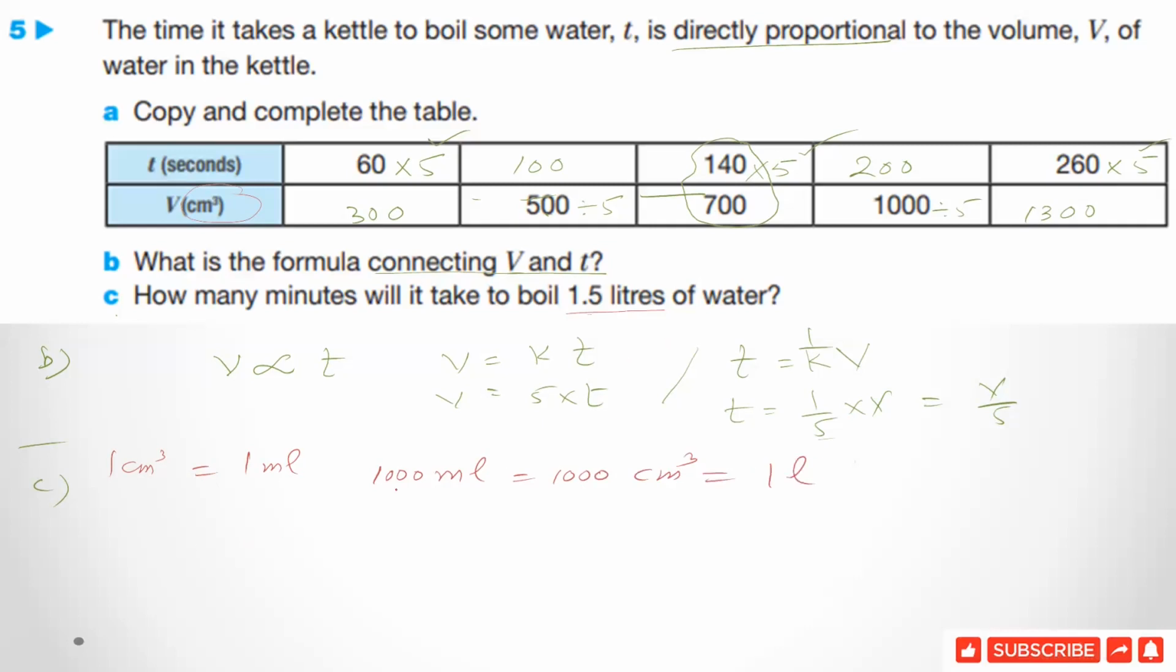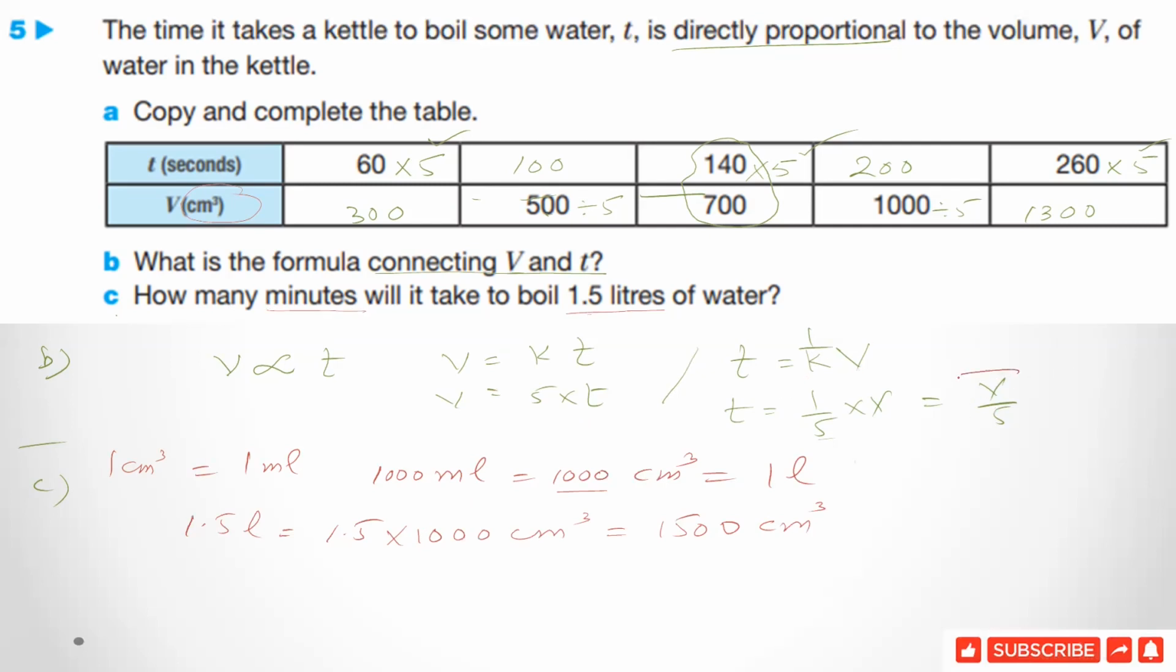So here we have 1.5 liters. If I want to convert it into centimeter cubes, what do I do? I multiply 1.5 with 1000. I got 1500 centimeter cubes, the volume. Now they ask us how many minutes, which means we need to find the time.